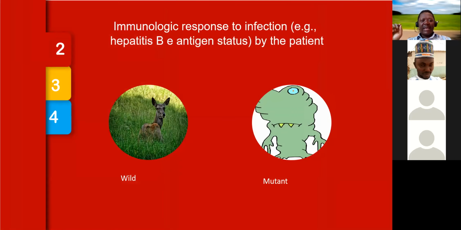Second point is that there is immunologic response to infection. In particular, there is an antigen known as hepatitis B E antigen. When that antigen is present, it tells us that there is active replication of the virus. I mentioned here wild and mutant viruses. The wild viruses are those that actually have the ability to produce the E antigen. The mutant forms are the ones that are mutated and cannot produce the E antigen.